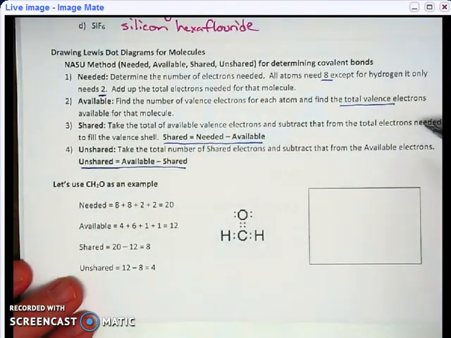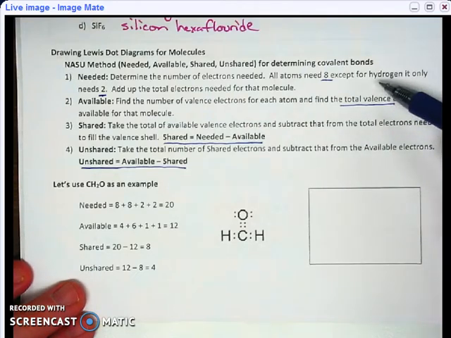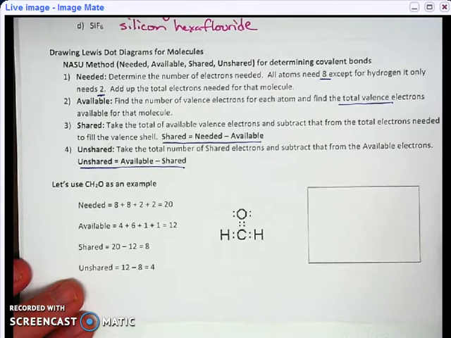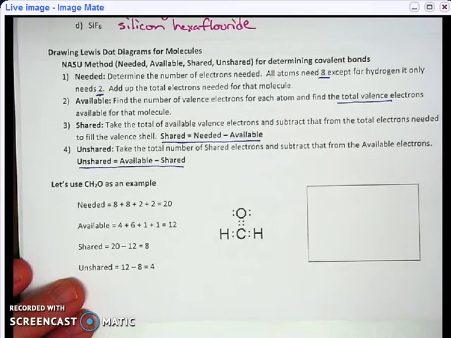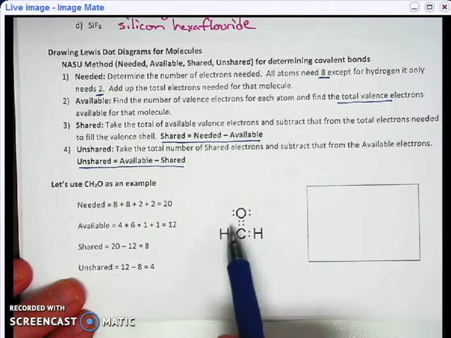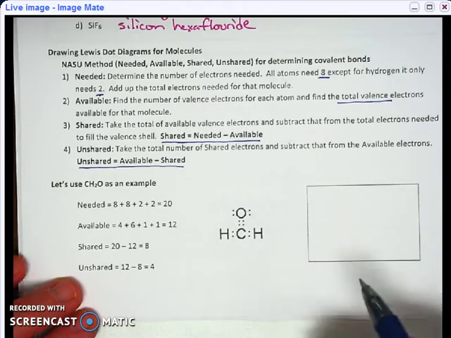The most trouble everybody has is with the needed and available. We seem to kind of get them mixed up a little bit. So when we're working problems later on today, kind of think about that. Go slowly. We said yesterday carbon is always going to be the central atom. And if it's not the central atom, we're going to put the one that's the least electronegative.